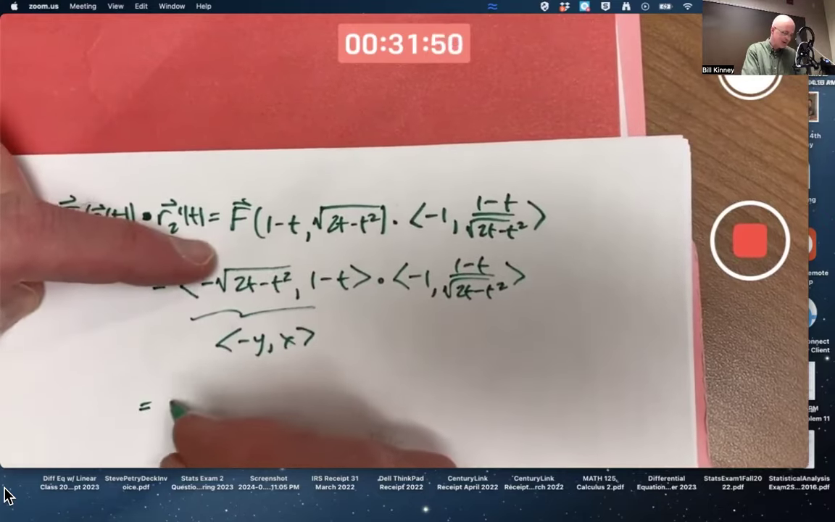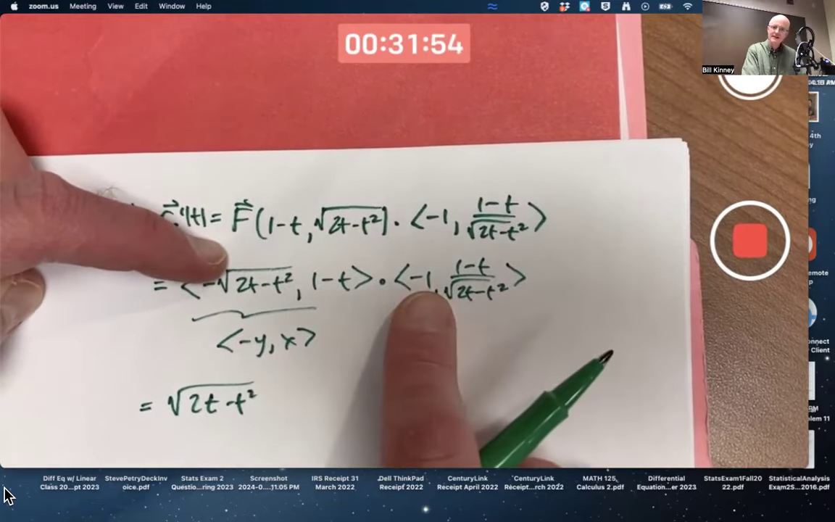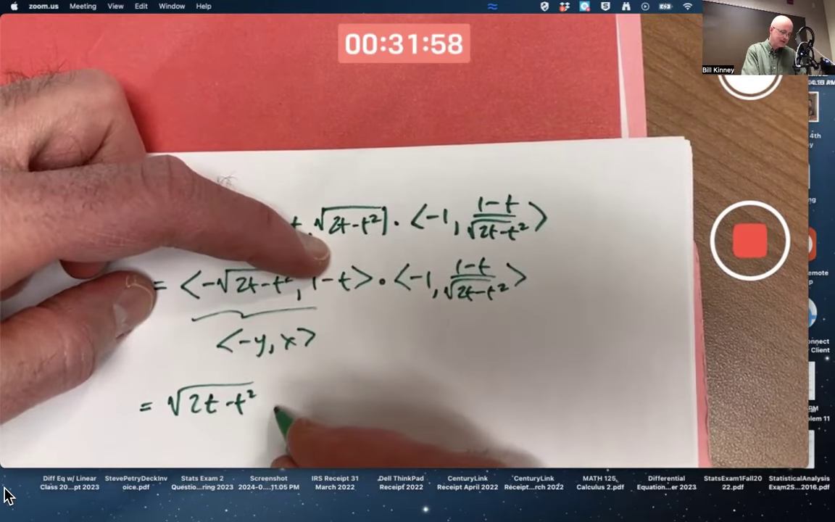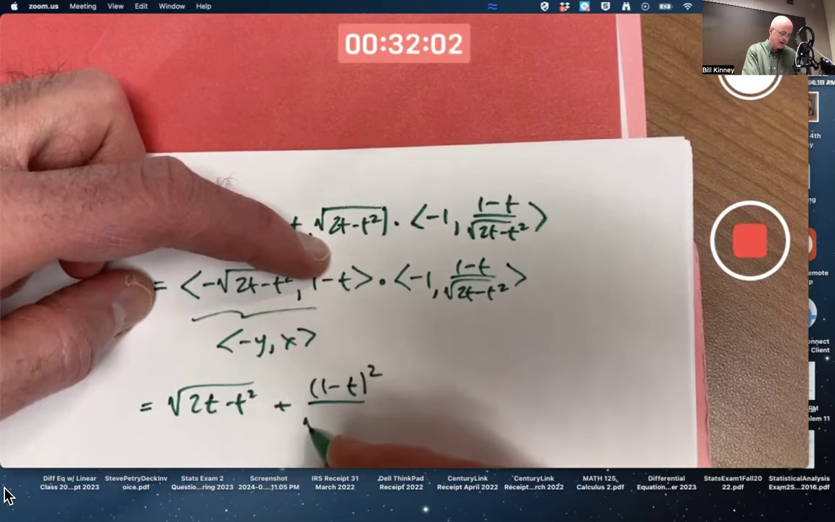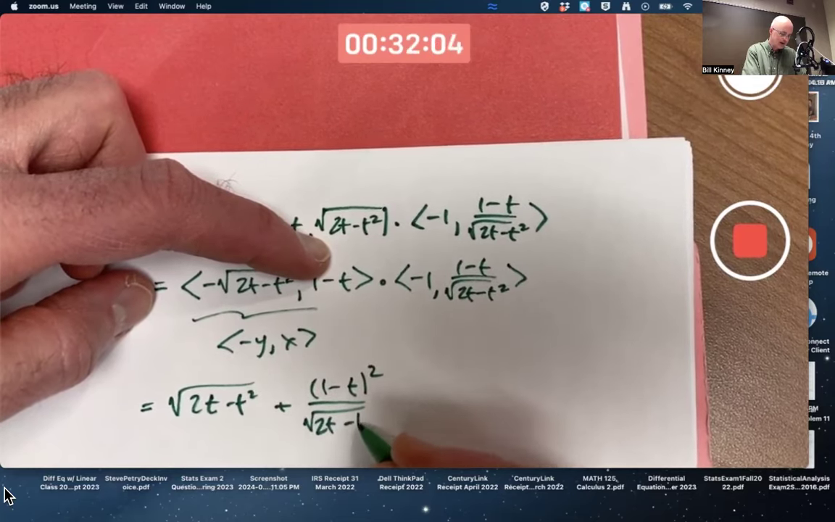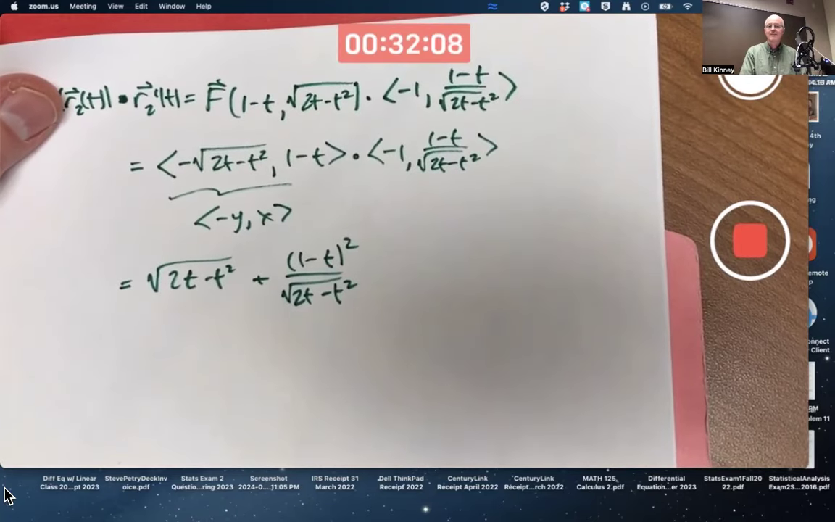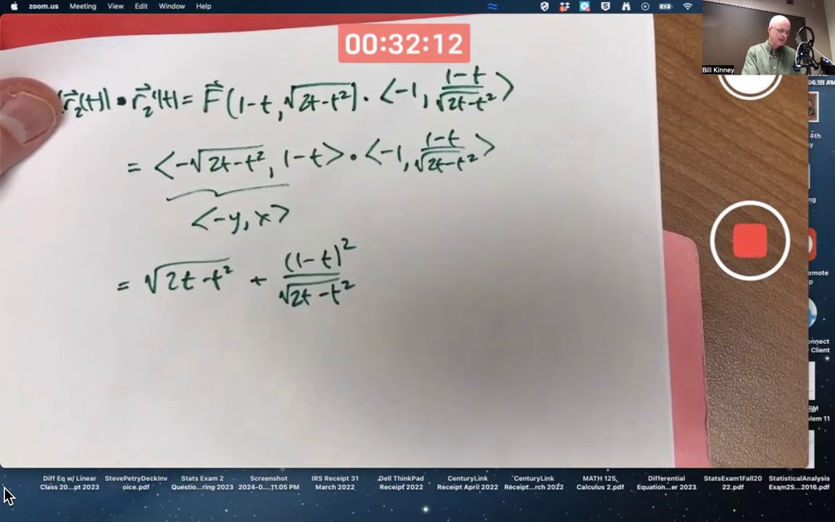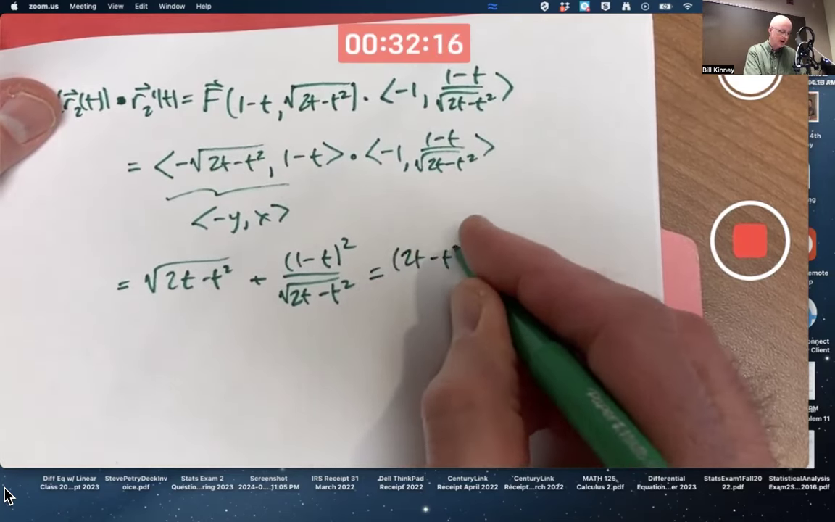I get a positive square root of 2t minus t squared when I multiply those two things. And then here, the 1 minus t becomes squared. But that square root in the bottom is not going to go away. Probably should continue simplifying, getting a common denominator equal to the square root. So it would be 2t minus t squared.